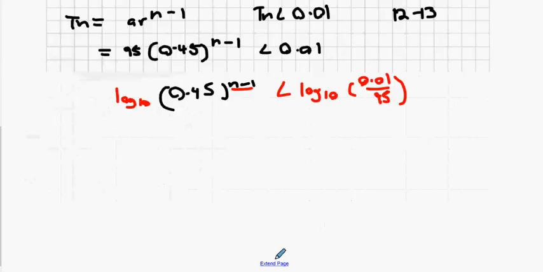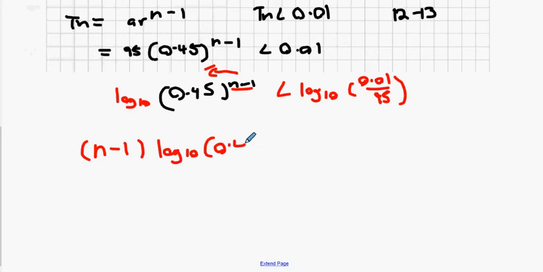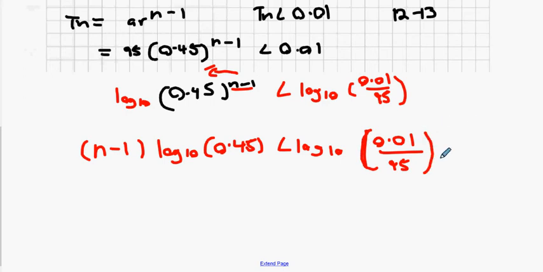So what we're then going to get here is use the power rule of logs. So it's going to be n minus 1 to the front. n minus 1 times log base 10 of 0.45 is less than log base 10 of 0.01 over 95. Okay, and that's a curly bracket, like so. Next thing after this is n minus 1. Well, we're going to figure out what this is in the calculator.